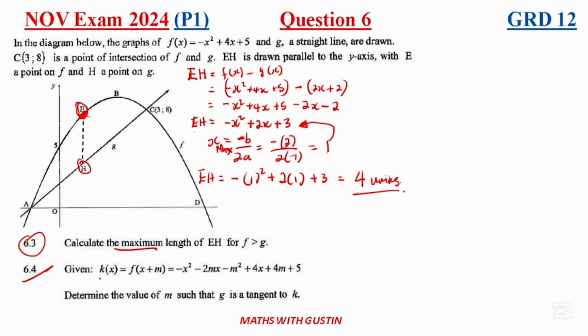6.4 said if you are given that k of x is equal to f of x plus m, it's equal to minus x squared minus 2mx minus m squared plus 4x plus 4m plus 5. Determine the value of m such that g is a tangent. All right, so now basically here they're asking us for a situation where delta, which is the discriminant b squared minus 4ac, is equal to 0. That's what they are asking us.